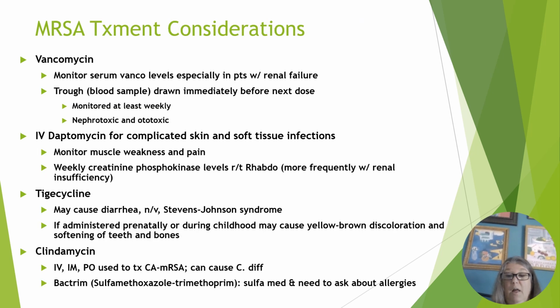So treatment. The most commonly used medication for the treatment of infections caused by MRSA is vancomycin. This can be IV or PO. Now, the important thing with vancomycin is you need to draw troughs to find out the serum level of vanco. So serum levels of vancomycin must be monitored, especially in patients with renal failure.